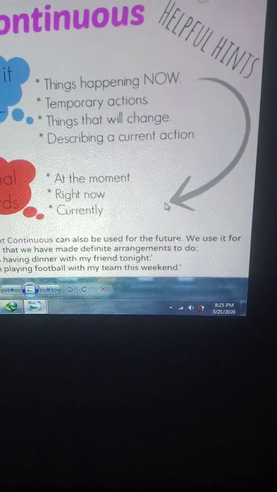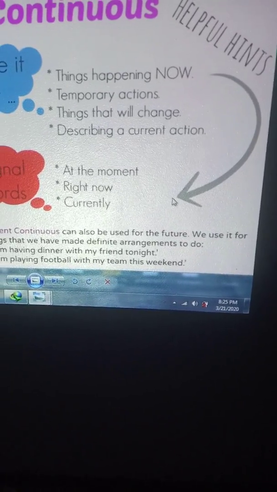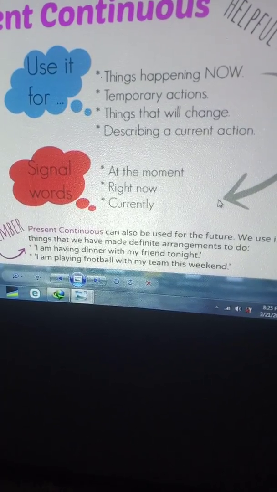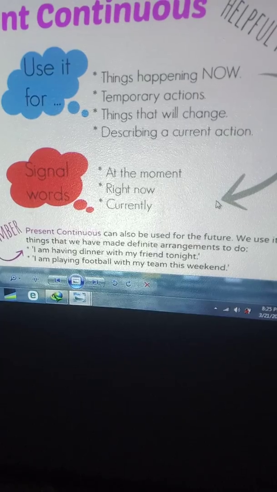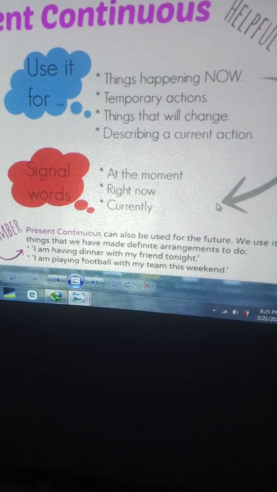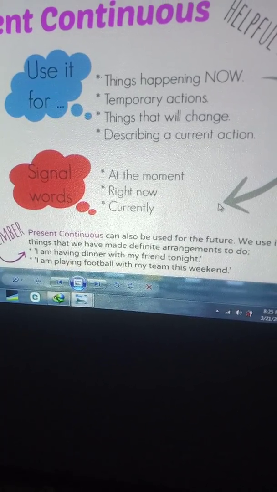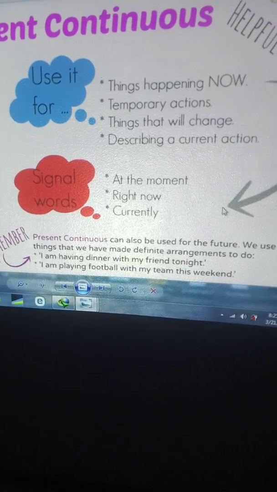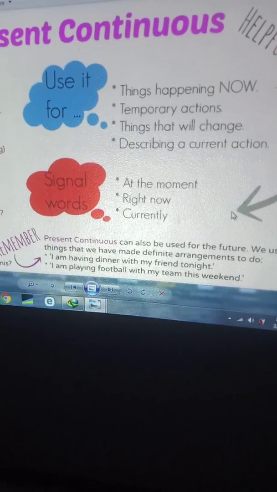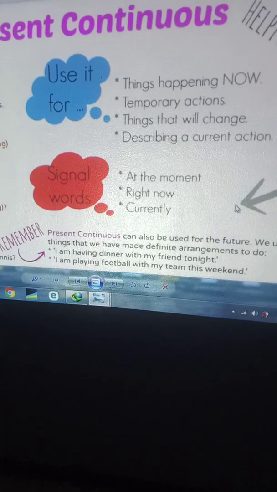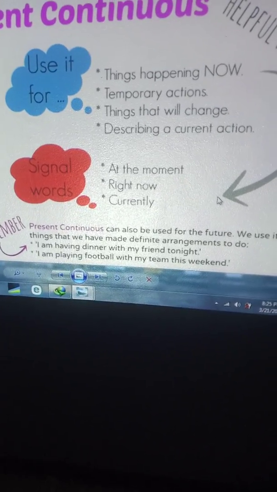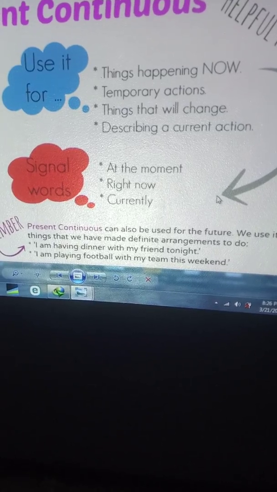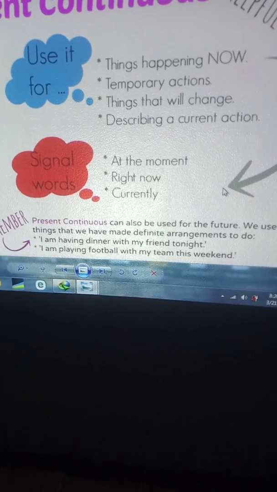How? For the future, we use it for things that we have made definite arrangements to do. An example: I am having dinner with my friend tonight. So I said this when? I said this in the morning, and tonight I am having dinner with my friend. It's in the evening, not in the morning.